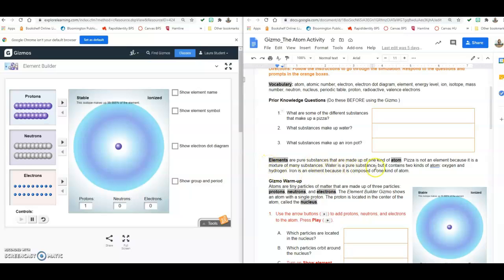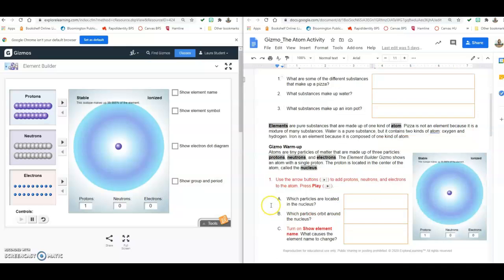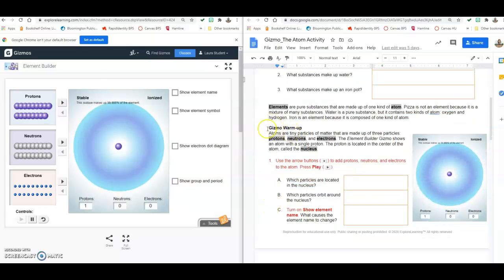Water is a pure substance, but it contains two kinds of atom, oxygen and hydrogen. Iron is an element because it's composed of only one kind of atom. So thinking about that explanation, how does that relate to what you put up here? Were you thinking along the same lines? All right, let's do a warm-up activity with the Gizmo over here.